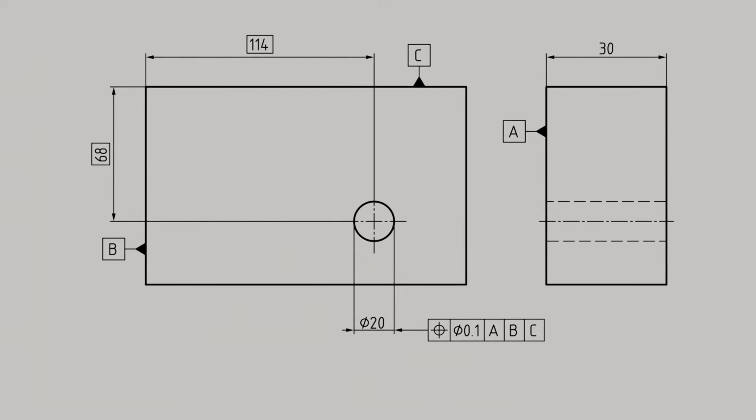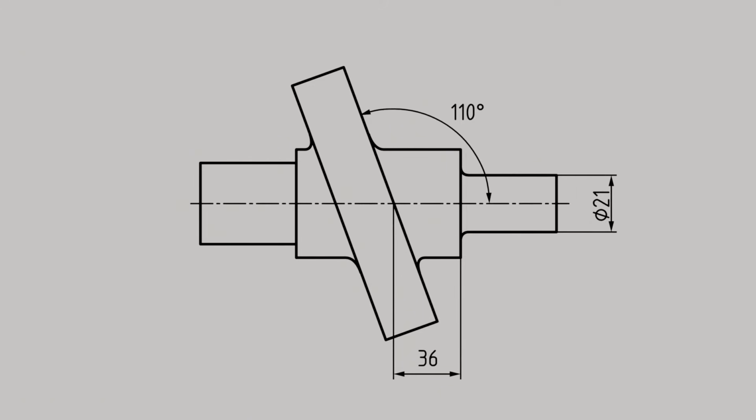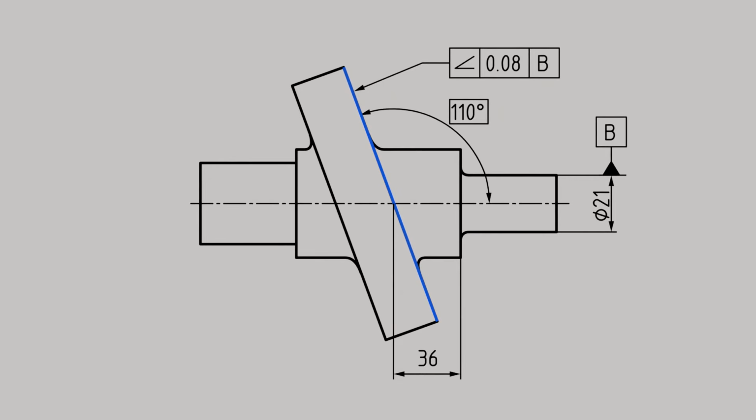To illustrate this, consider the example of a swash plate shown. In the following, we want to tolerate the position of the blue-marked surface, which is inclined at an angle of 110 degrees to the center line and whose center point is 36 mm away from the right shaft shoulder. For this purpose, we first use the tolerance characteristic of angularity. The angle of 110 degrees must not be specified as a dimension subject to tolerance in this case, but rather as a theoretically exact dimension, that is, as a basic dimension.